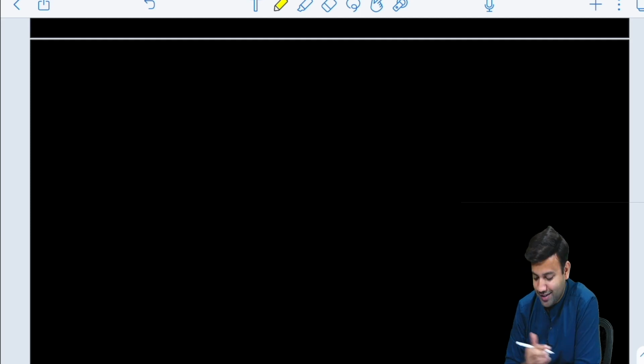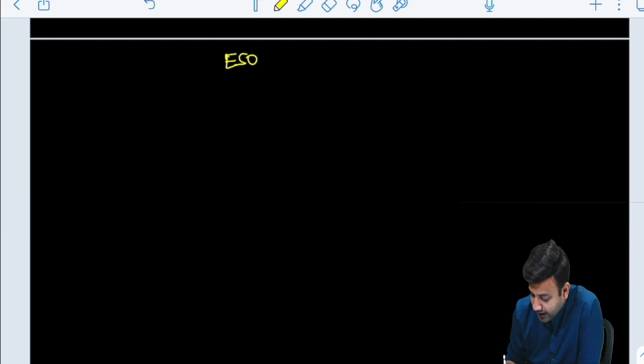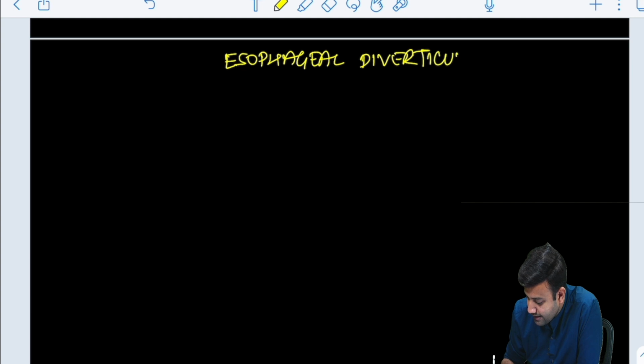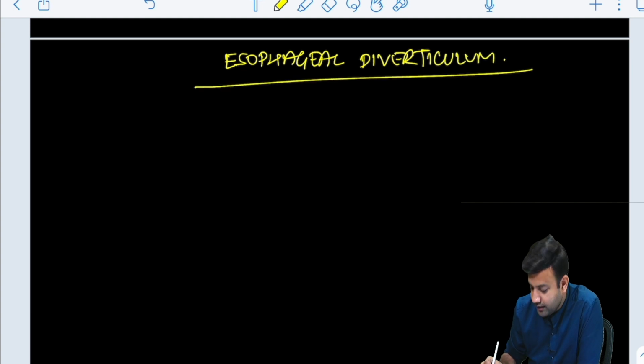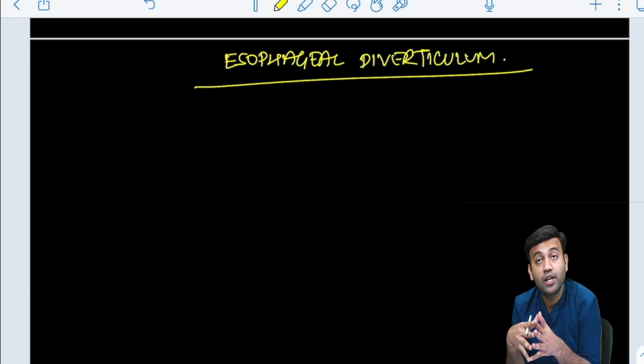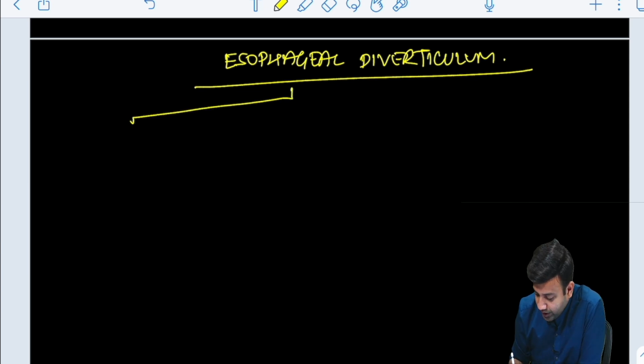So now we will study esophageal diverticulum. First, we will see what these terms are: true diverticulum, false diverticulum, traction diverticulum and pulsion diverticulum. So what is a true diverticulum?